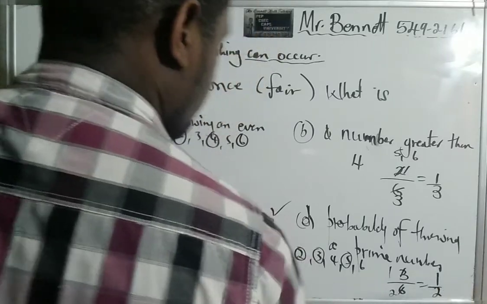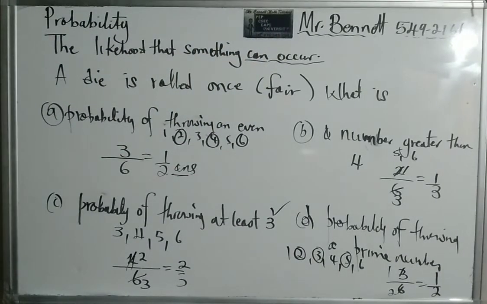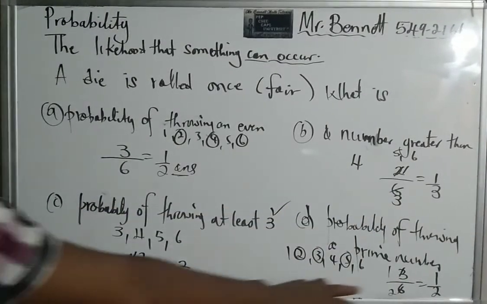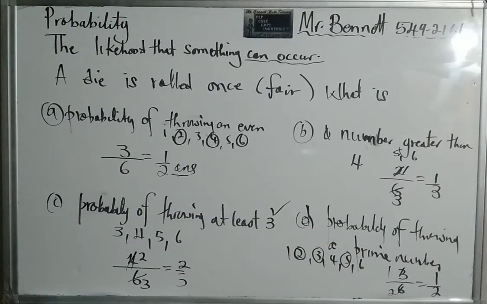So that's a half. Guys, I want you to notice that the denominator doesn't change, because that's the total possible outcome. So what we can say is that in probability, the total possible outcome will always remain.